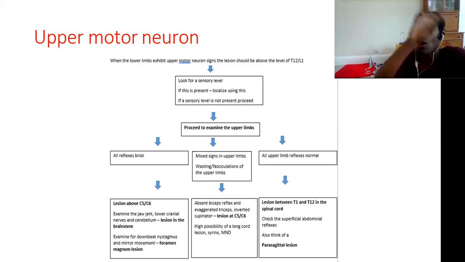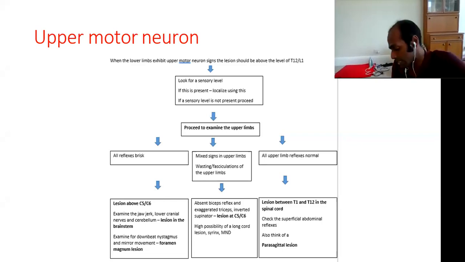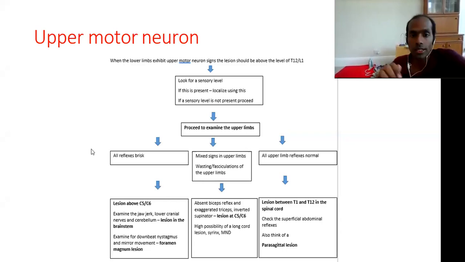Then the next thing is you examine the upper limb reflexes, this middle part. Biceps reflex absent, triceps exaggerated, and you get the inverted supinator reflex. If you get that combination, we know the lesion is exactly at C5 and C6. Then finally, if all the upper limb reflexes are normal, then you know the lesion has to be between T1 and L1 in the cord. There is a way of differentiating that further, which we will learn later; now is not the time to learn that.